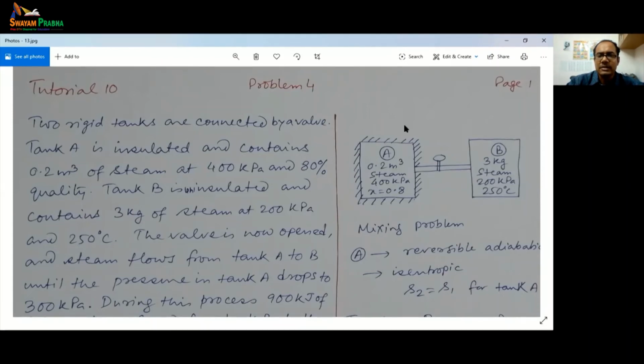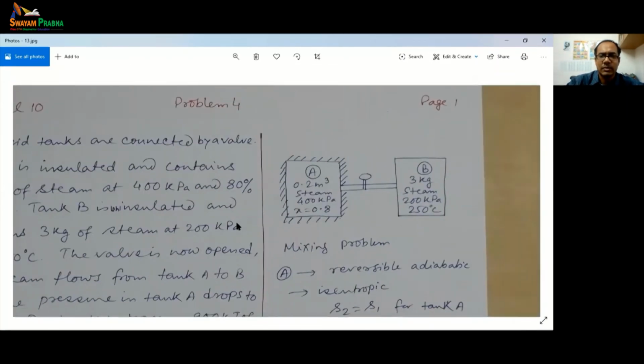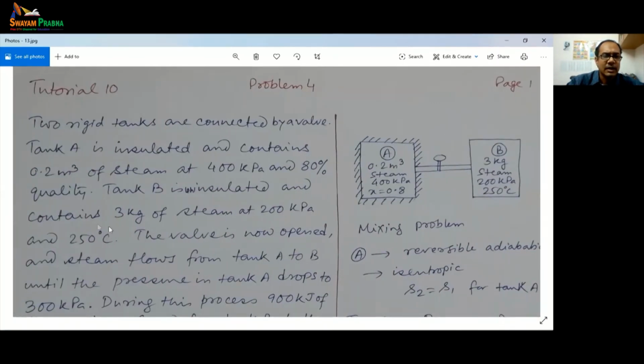You can see that these hatch lines show that the tank is insulated, and the condition is exactly specified in terms of quality of steam and the saturation pressure. The volume is also given, so everything is given for tank A. Now tank B is uninsulated. You can see here that tank B is not insulated, and it contains 3 kilogram of steam.